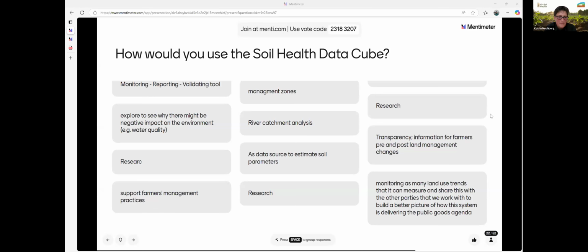Thanks, Ish. Tom, quite a few comments here in terms of use for research. Do you want to reflect on that? Really, how can the data cube support this?